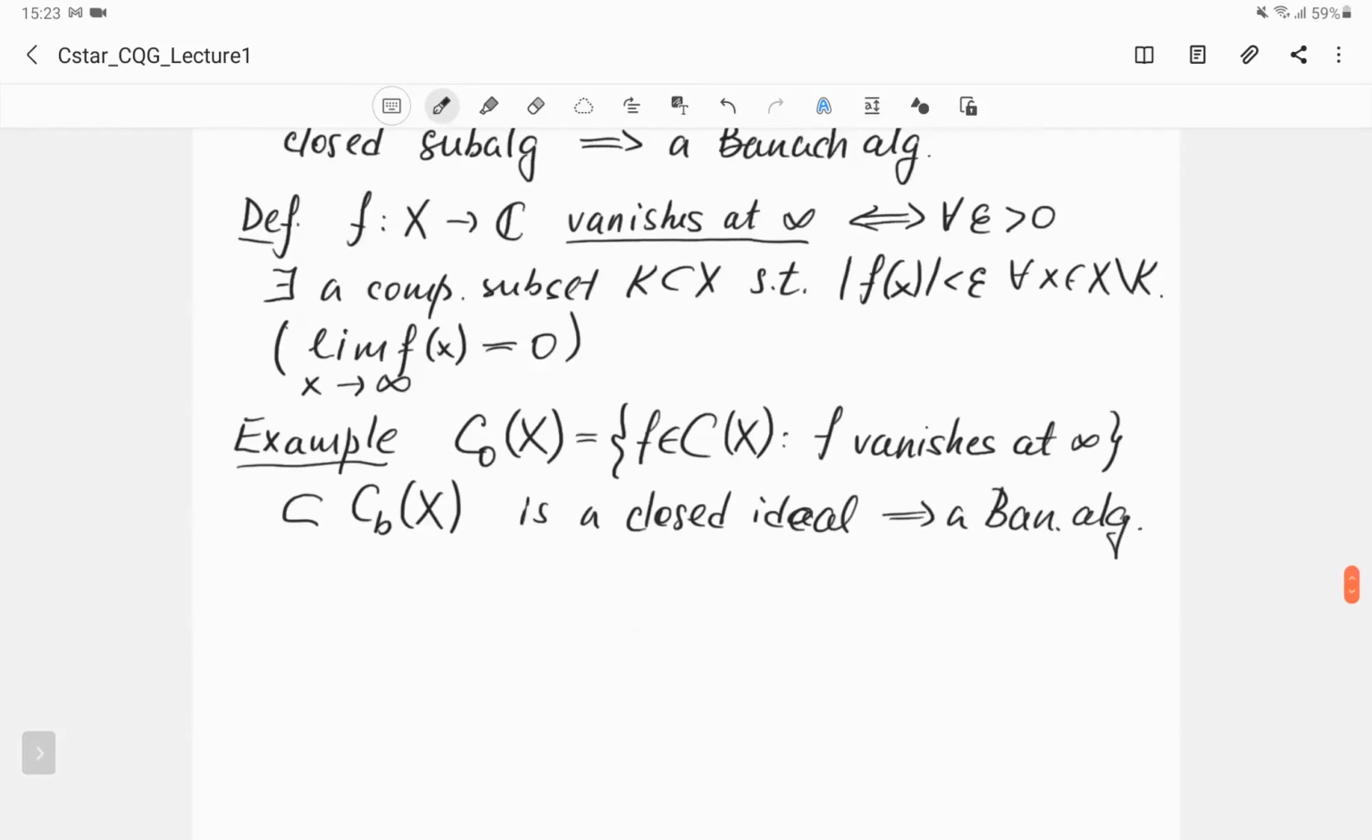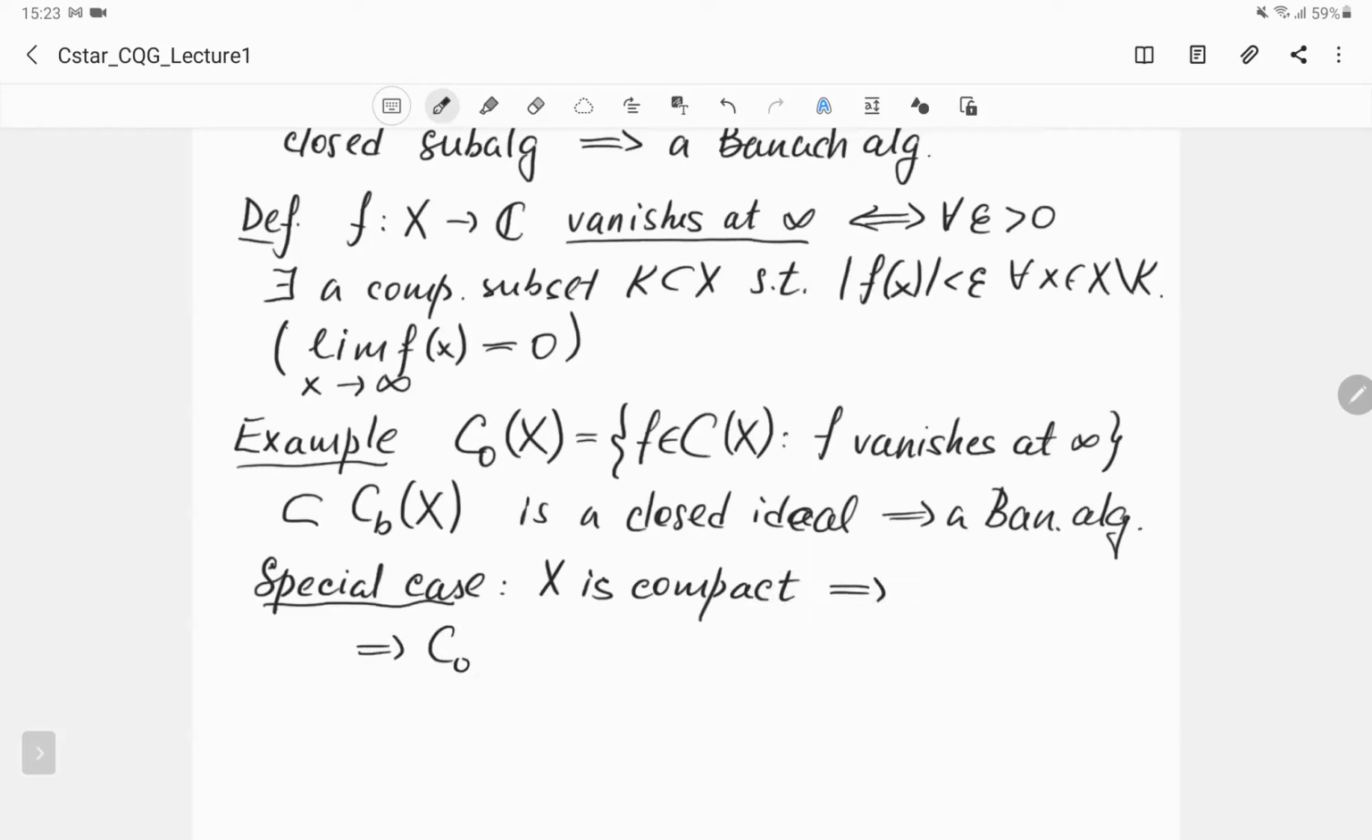However, there is another important special case. If X is compact, then of course C_0(X) equals C_b(X), and they're equal to the algebra C(X) of all continuous functions on X. And this algebra is unital.